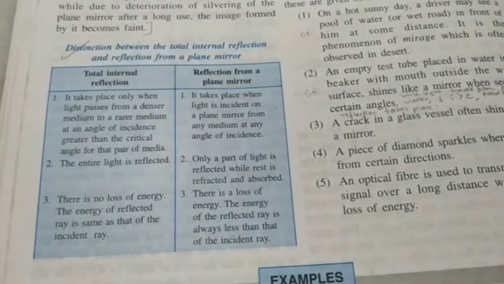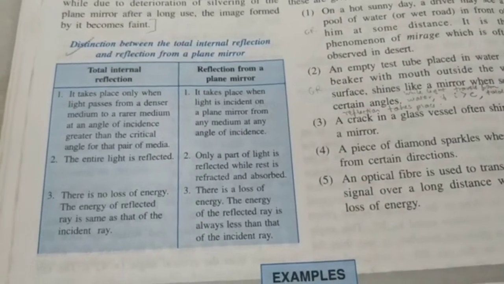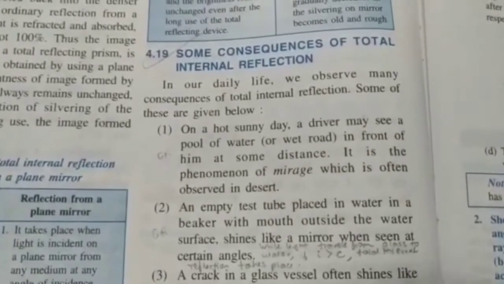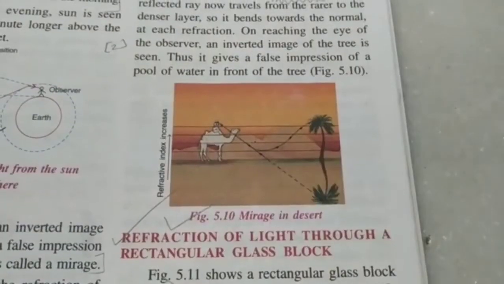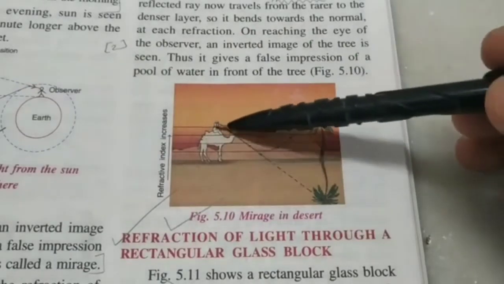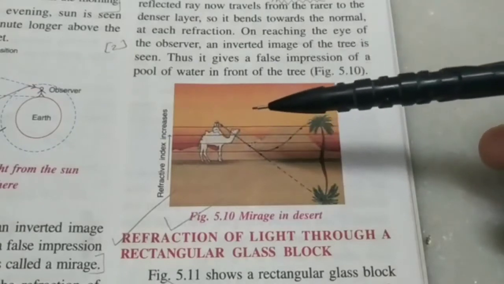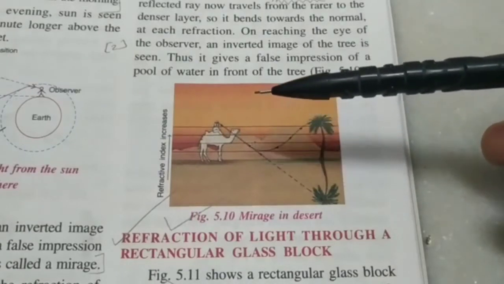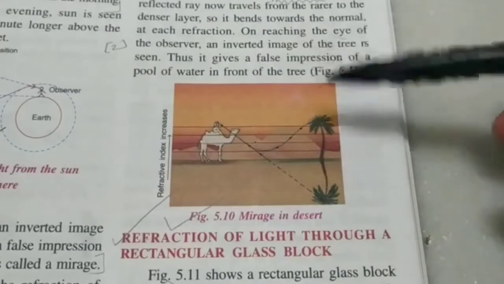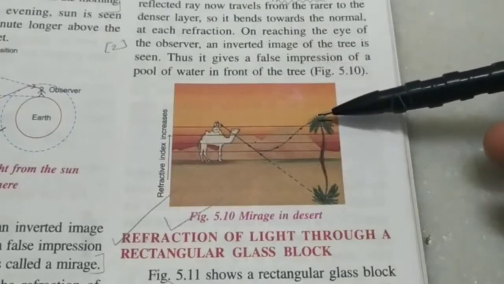Now let's understand some consequences of total internal reflection. Consequence number 1 is mirage. Mirage is an optical illusion which is usually seen in a hot desert. Suppose you are sitting on a camel. Now I don't know how the camel got its hump or how the monkey lost its rump, but I can explain how mirage takes place.